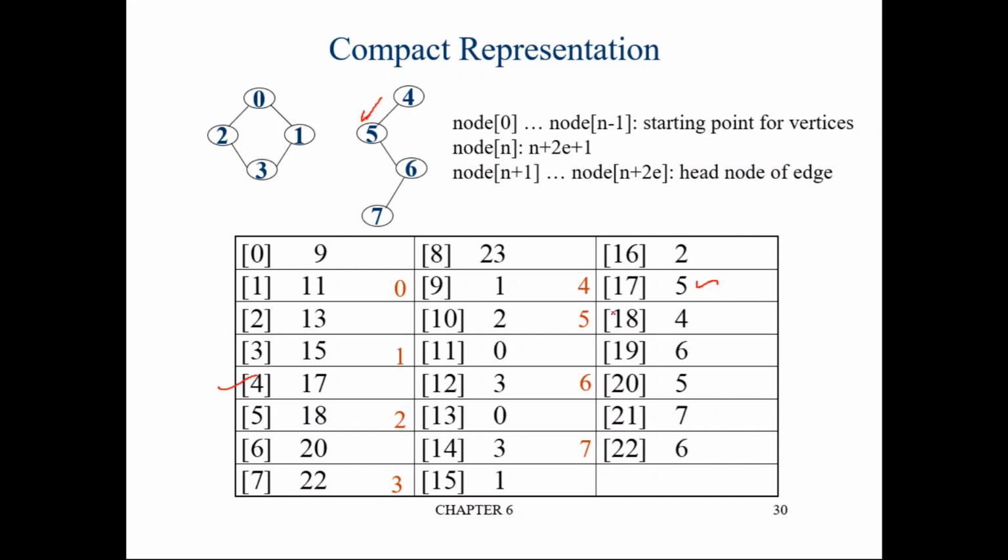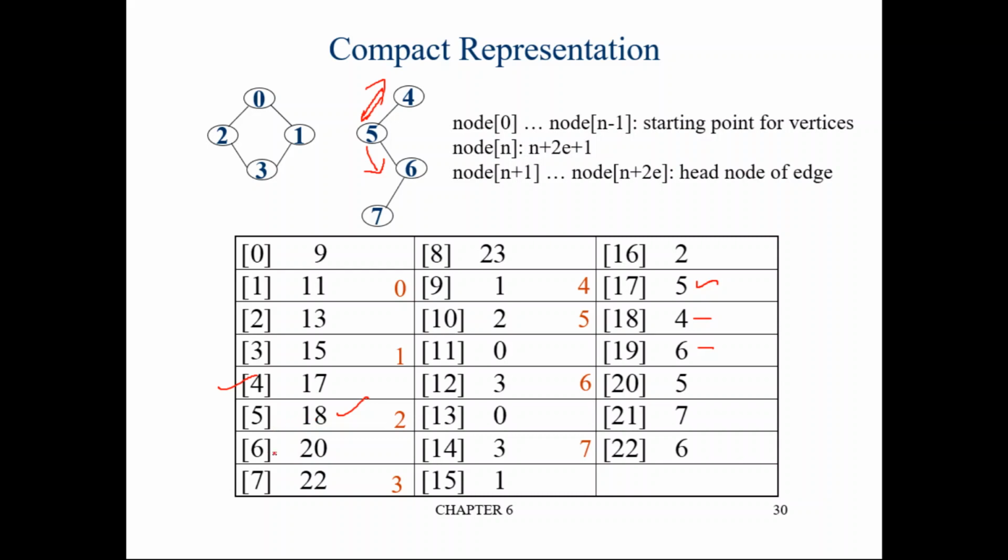Okay, so the edge detail of vertex 5 will start at which location? 18th location. If you see vertex 5, it has how many edges? Two edges, one to 4 and one to 6. So starting from 18 it will occupy two locations, 4 and 6. So the edge detail of vertex 5 is available from which location? 18, and it occupies how many locations? 2, that is 18 and 19.